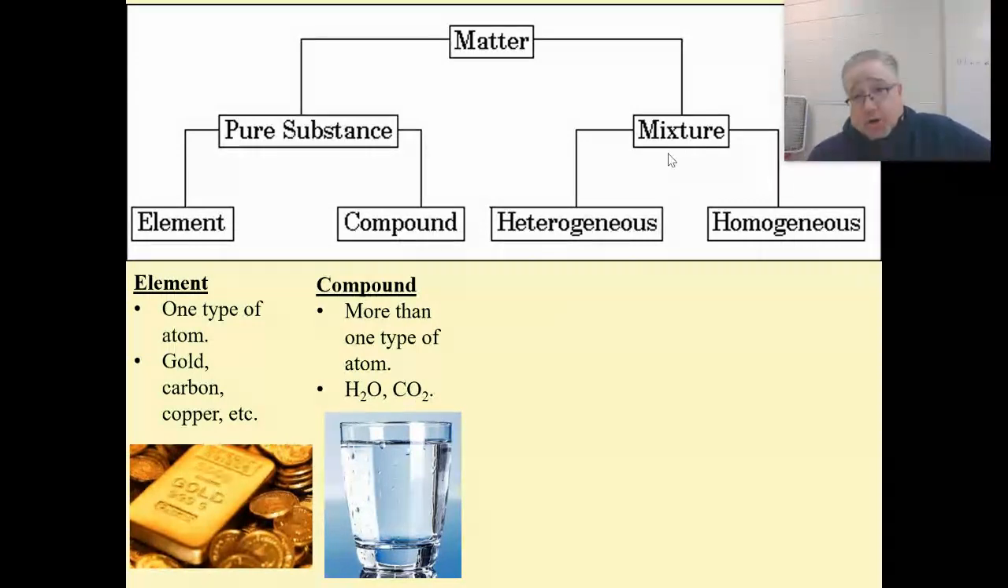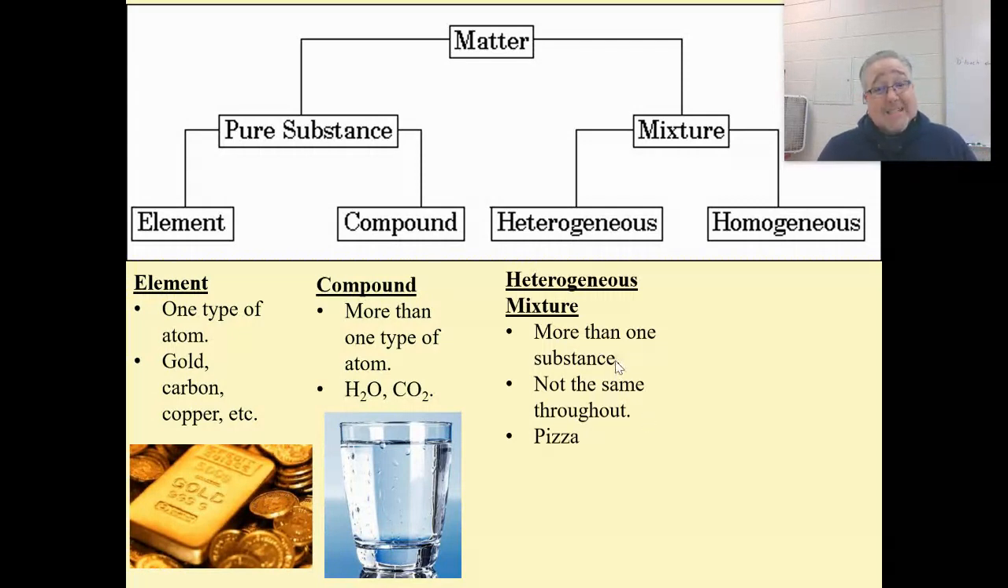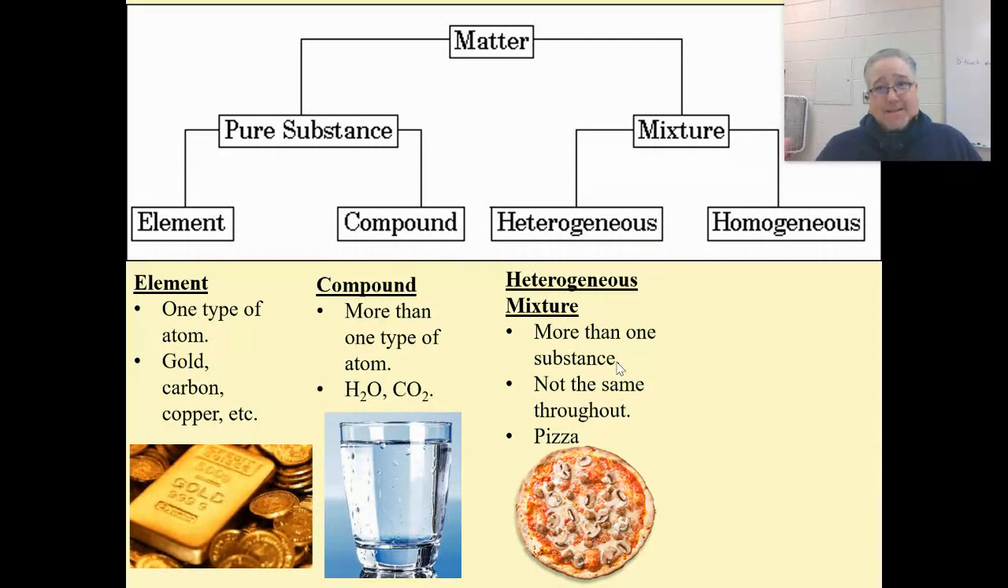Now, mixtures are a little bit different. Mixtures are more than one substance. In a heterogeneous mixture, a great example, one of my favorites, is a pizza. You can see the substances, right? You can see the sausage and the pepperoni and the mushrooms and the sauce and the cheese. I'm getting hungry. In a heterogeneous mixture, just remember you can see the different parts.